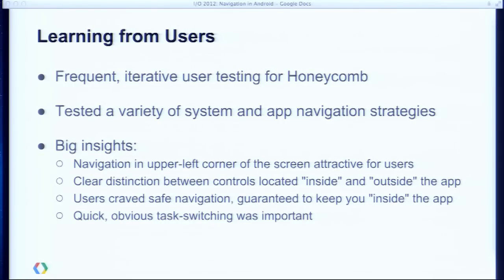And users also wanted to have a safe form of navigation. And they wanted to know that the affordances or the controls that they would use would be able to keep them within the app that they were currently viewing. Users were incredibly frustrated when they would press a back button and unexpectedly be jettisoned from an app. That's back to our bag of activities from before. And then finally, quick, obvious task switching was super important to them, so we wanted to address that.